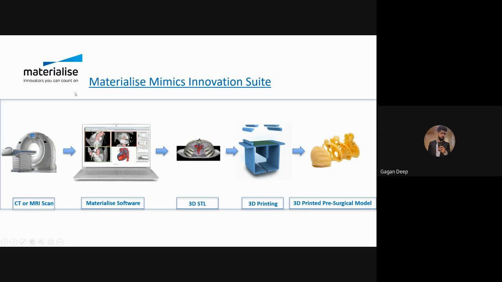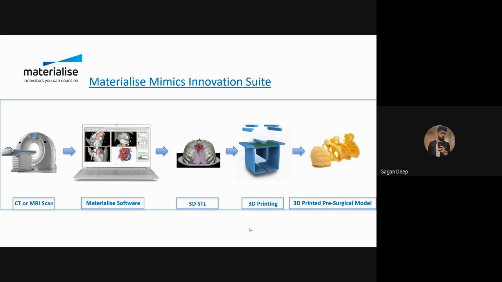Now in this slide, I'll be talking about the Materialize Mimics Innovation Suite. The software I've showed you just now is a pro plan software. It's for pre-planning, correct? Once you have the pre-planning part, if you want to design a cutting guide for fibula, or an implant for your maxilla or mandible, or a customized plate, for those applications we have software called Mimics and 3MATIC.